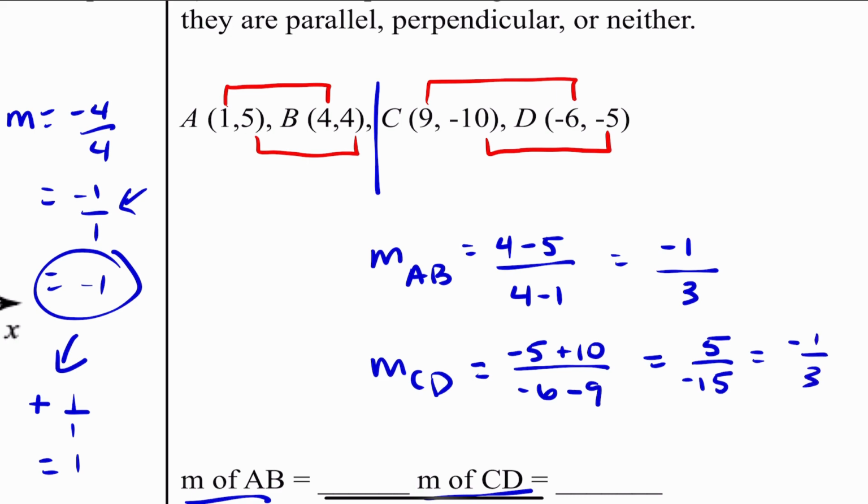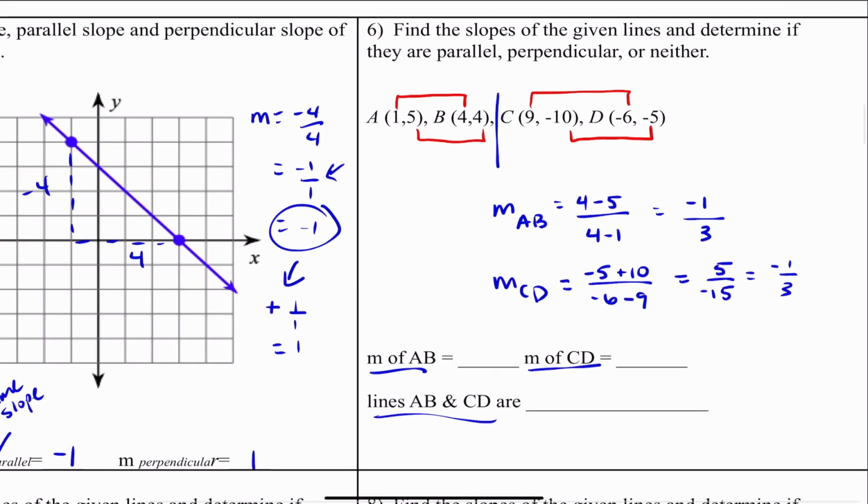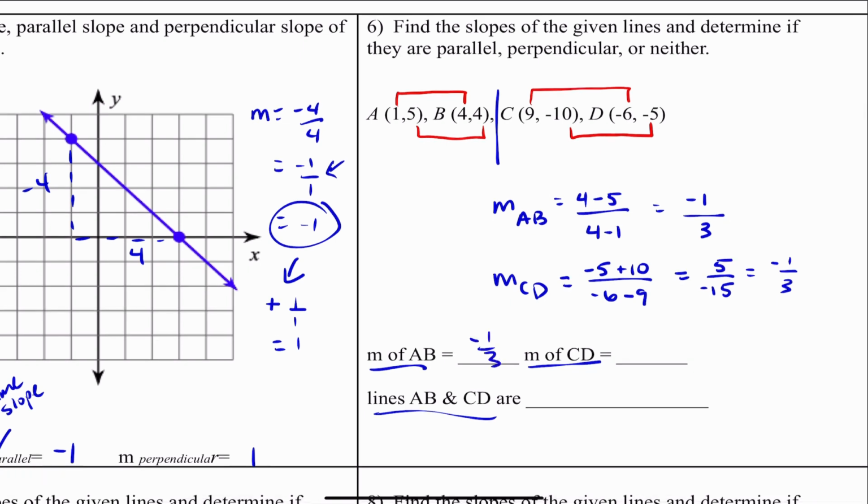-1/3. So what can we say about these two slopes? Well, we figure out the slope of AB, that's -1/3, and the slope of CD is also -1/3, and they're pretty much the same numbers, right? So they are parallel, same slopes. Okay.